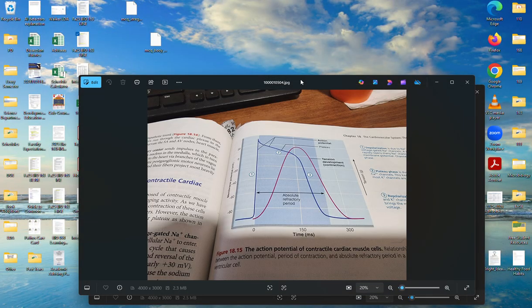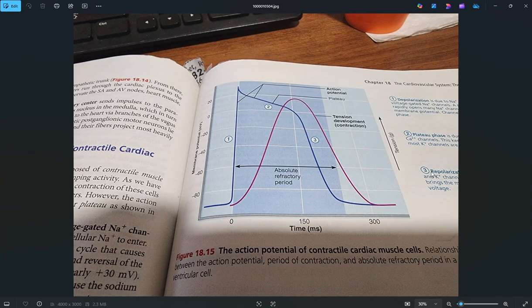Let's see what else we have here. This is showing the action potential of contractile cardiac muscles. All of this is showing is the membrane potential and how that changes. The details of that, and the millivolts that are required for all of that, are in a video that I posted. But this is just showing that tension rising and then falling.